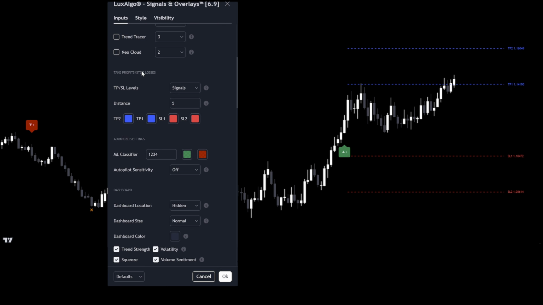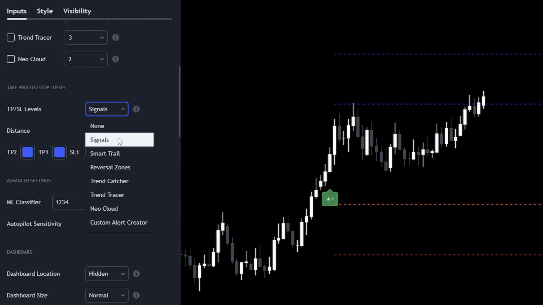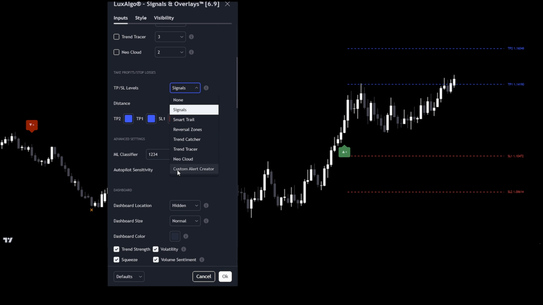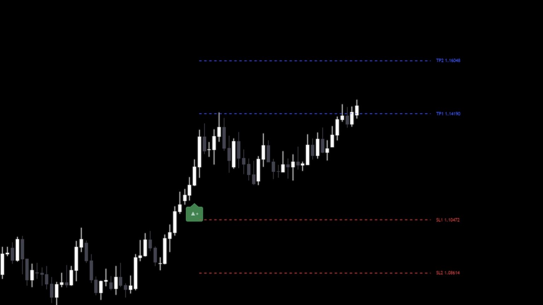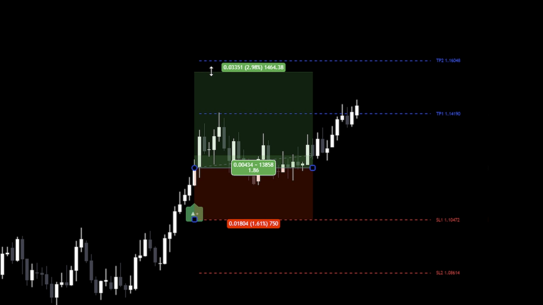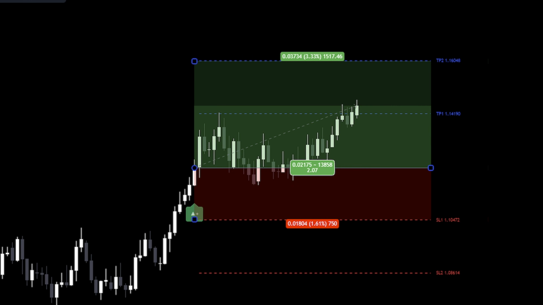For beginner traders, the toolkit also comes with automatic take profit and stop loss levels. These levels, displayed in real time, adjust based on conditions like buy and sell signals, indicator overlays, or even custom criteria you set in the alert creator. This feature not only simplifies trade management, but also helps new traders develop a disciplined approach.